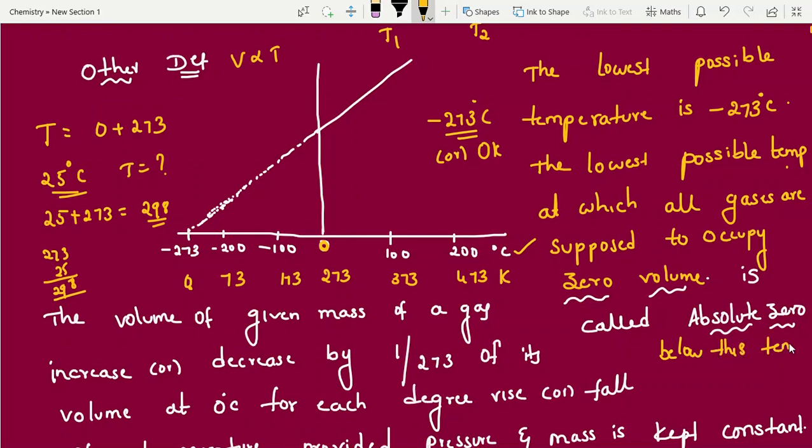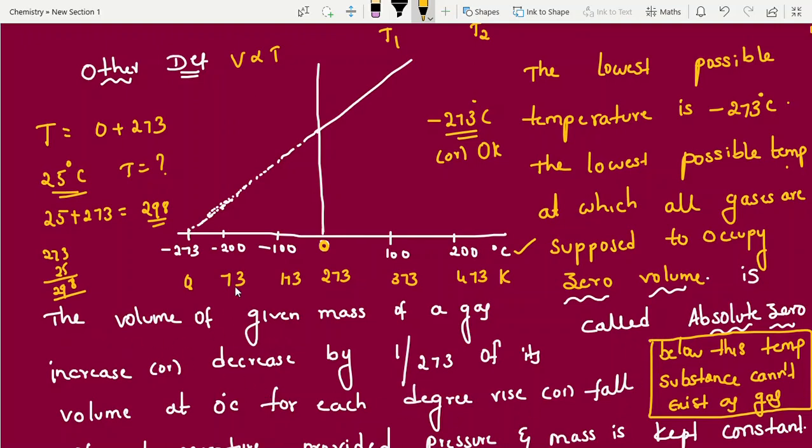This is one of the most important points. Below this temperature, the substance cannot exist as gas. It is converted into liquid. This is the most important point. Okay, from this we are getting questions also. What is absolute temperature, they are asking.